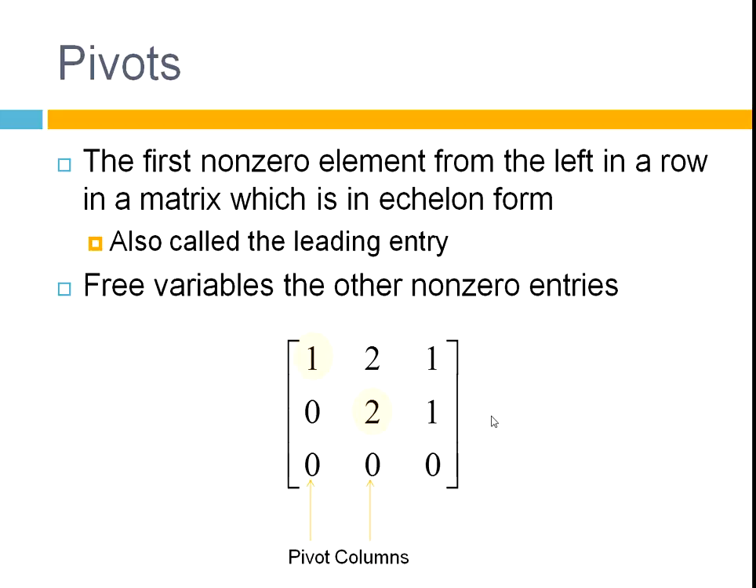And you also have free variables, which are the other non-zero elements. So basically, they're not pivots. These will be the free variables because they're not pivots and they're not zero. And you notice this column has no pivot variables in it. So that's referred to as a free column. And pivot columns and free columns have properties associated with them.